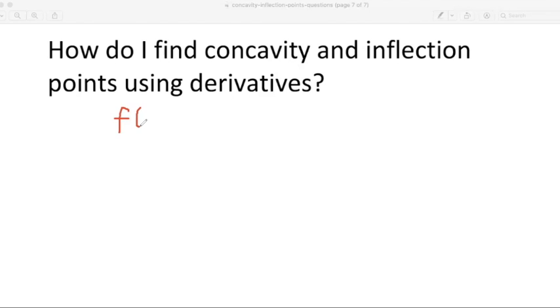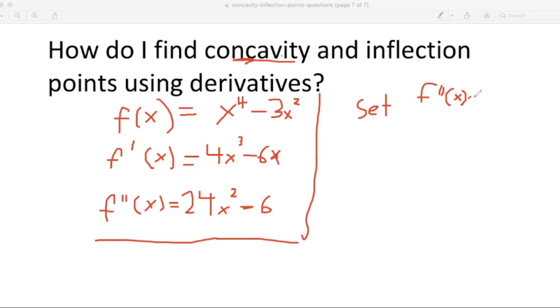So let's look at a pretty basic example where we have f of x is equal to x to the 4th minus 3x squared. And the first thing we're going to do, because we're dealing with concavity and inflection points, is set the second derivative equal to 0. So I'm setting 24x squared minus 6 equal to 0. I'm adding 6 to both sides so I can isolate the x squared, and as I do this algebra, I get 24x squared is equal to 6.